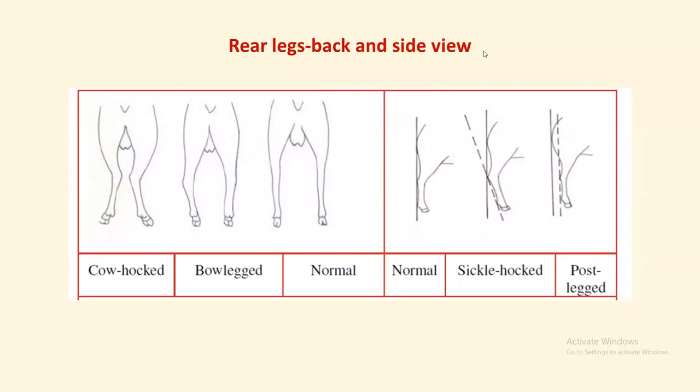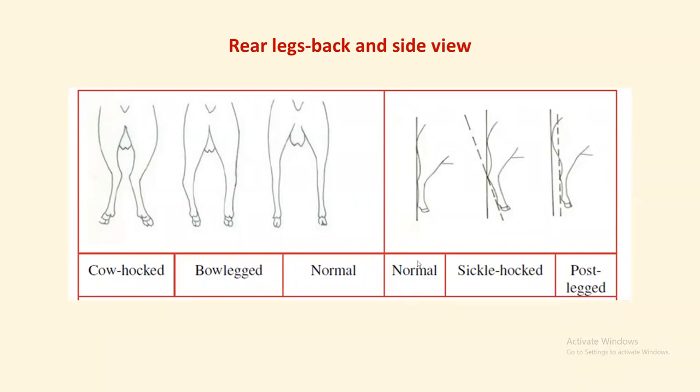Next is the same thing in the rear leg. In the rear leg, the first part is the rear leg from the back side view. If you see from the back side, the rear leg which has this cow hock, then bow legged, then next is normal. You can compare, you can appreciate the change in the structure of the leg. And definitely we are going to select the animal which has normal rear legs.